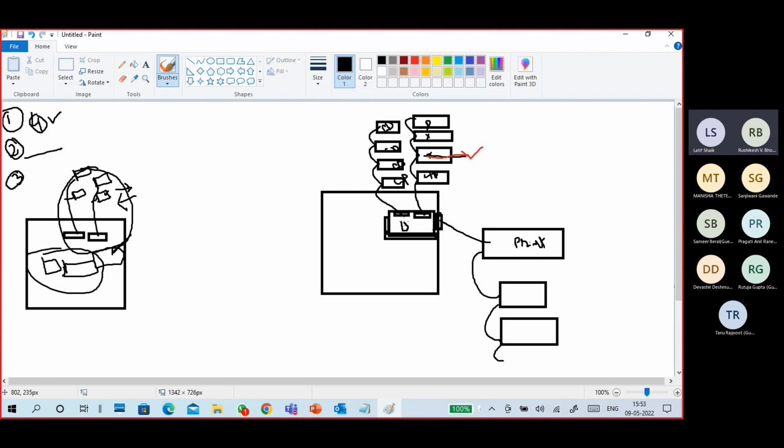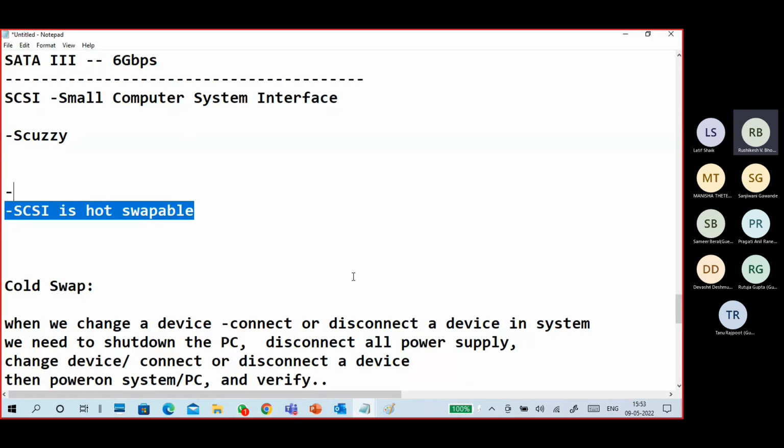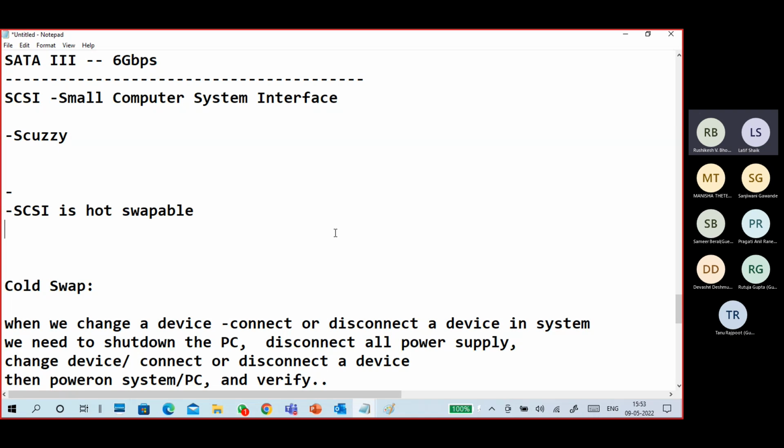Next, on this adapter we have processing, IO controllers, RAM and so on. So there is less burden on your main motherboard processor, RAM and other IO controllers for data transmission, very less burden. What is the advantage? Your server runs normally. The data transmission will be controlled by your SCSI controller. So this is about SCSI. SCSI is hot swappable.